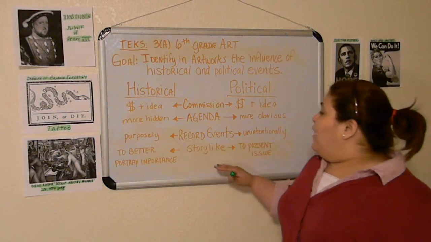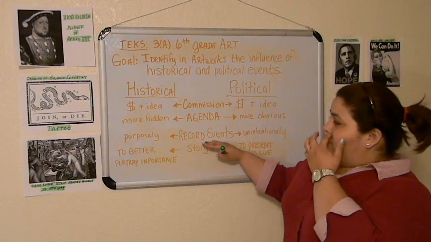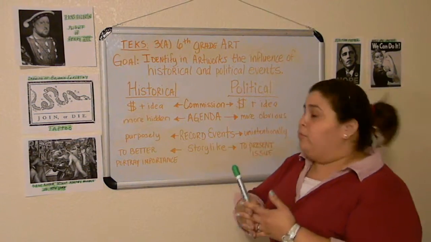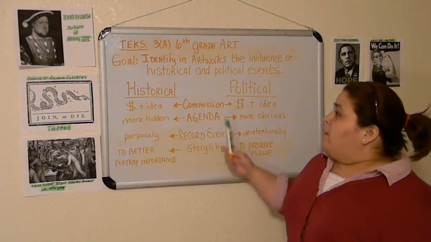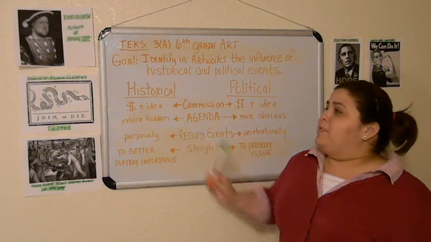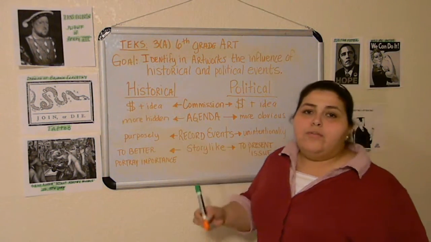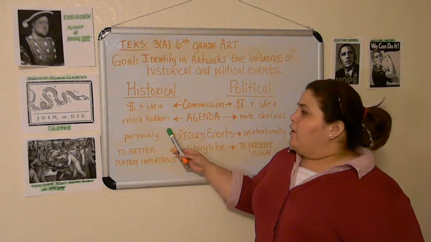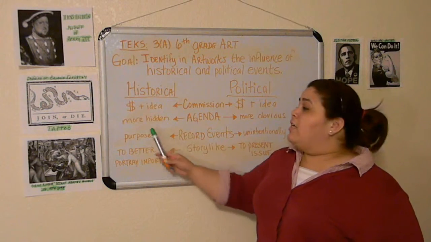Now, going back to the record events element. Both historical and political works, or if they are both, record events. A historical or more historical thing will do it purposely. It will try to record that event and make sure that it's done correctly. But remember, it usually does have an agenda, except it's more hidden.